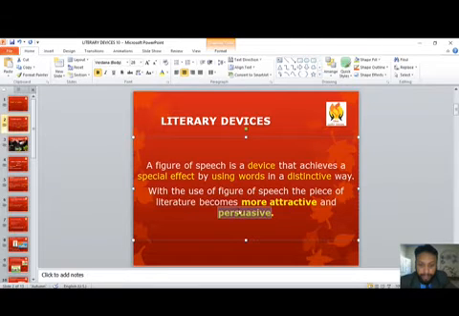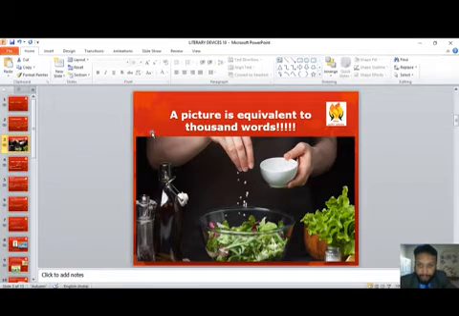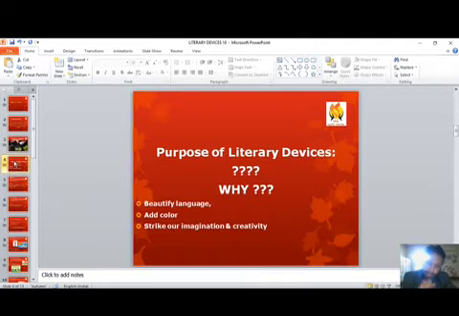More attractive and persuasive. I want you to look at this picture, as we know that a picture speaks 1,000 words. So here, what is the chef doing? The chef is garnishing the food. The method of garnishing food will determine how attractive the food is. That is why you would have seen that chefs also focus on garnishing or decorating the food, because the decoration also makes the food important. The same work is done by literary devices in our literature.